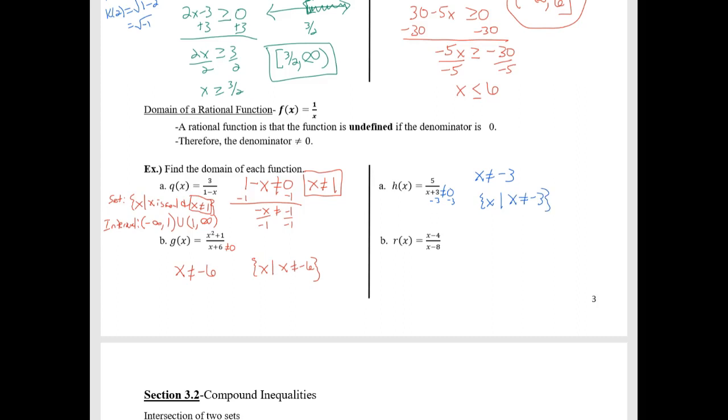Looking at example B, function r, it doesn't matter that there's an x plus 4 in the numerator. The denominator can't be 0 because we can't divide by 0. So the only value that x can't be is positive 8, because 8 minus 8 would give me 0. So all the x's such that x is not equal to 8. And again, we're assuming x is a real number.